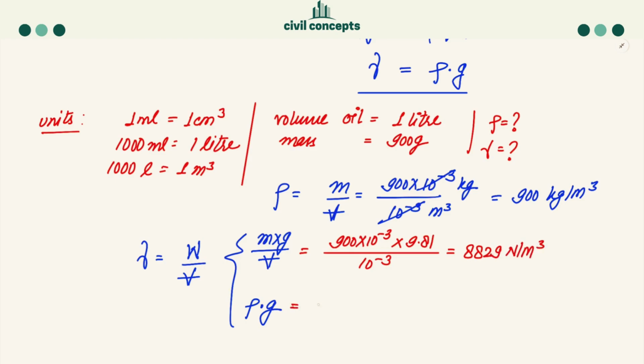Same way, if you do it over here, you have found the density. Density is 900 kg per cubic meter into acceleration due to gravity. This would also come out to be 8829 Newton per cubic meter. You can also write it in kilonewton per cubic meter. So these both values can be written as 8.83 kilonewton per meter cube. So that's all.